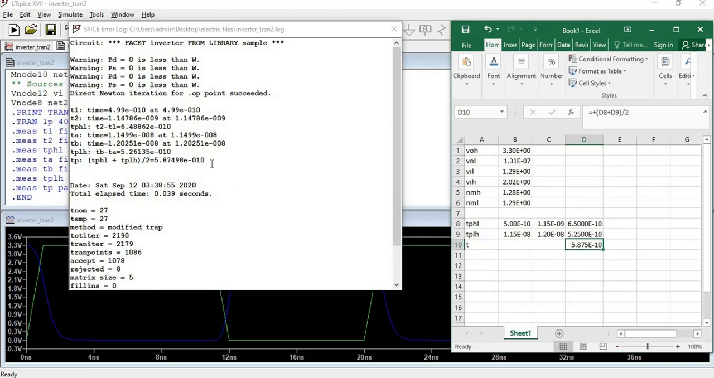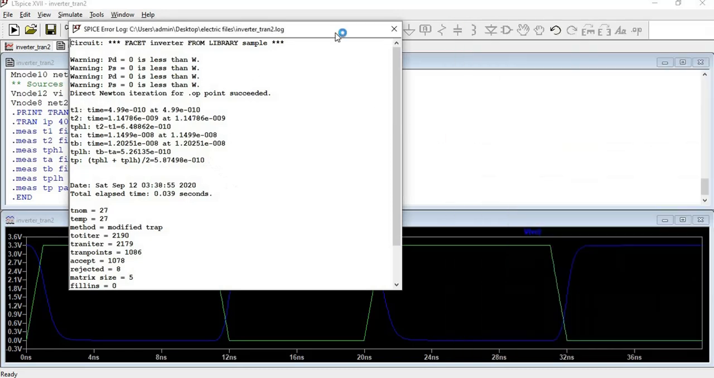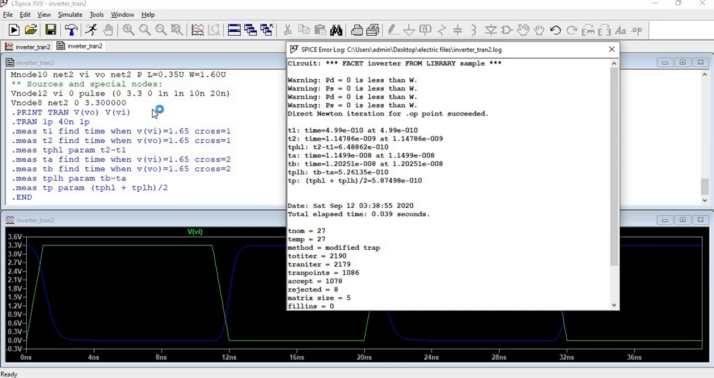nonetheless, it is much easier and more accurate if you just type in these commands from your LTSpice after you're able to extract the netlist from your Electric software. So the final answers are all reflected in this SPICE error log. So that would be it for this video presentation. Thank you.